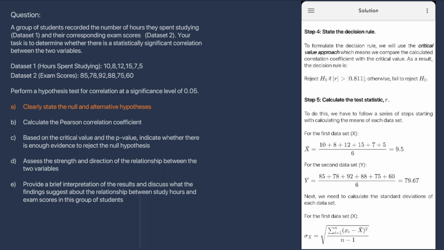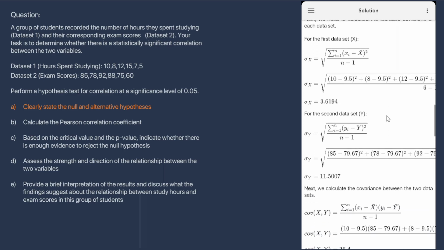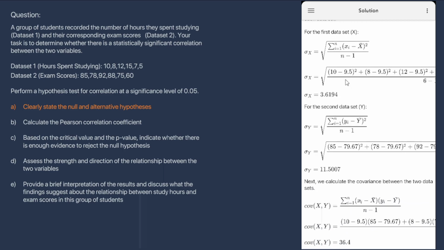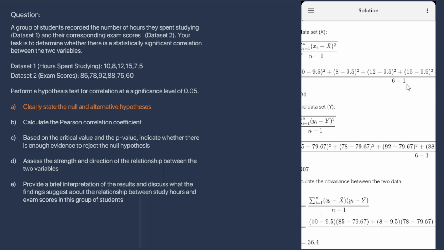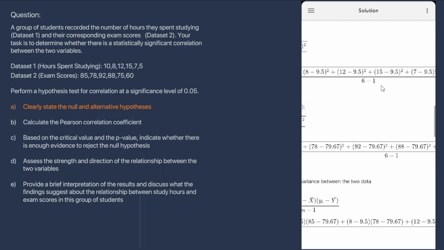Next, we calculate the standard deviations of each dataset. Basically, we subtract the sample mean from each individual data point and then square the differences. And then add everything, divided by the sample size minus 1. Okay, we take the square root of the result, giving us 3.6194. So here is the complete equation.